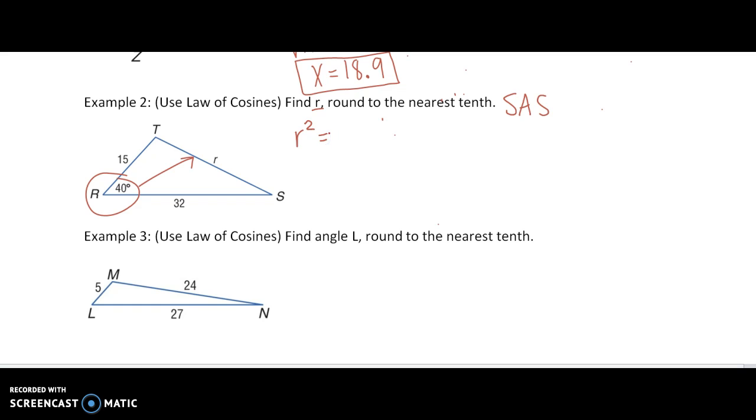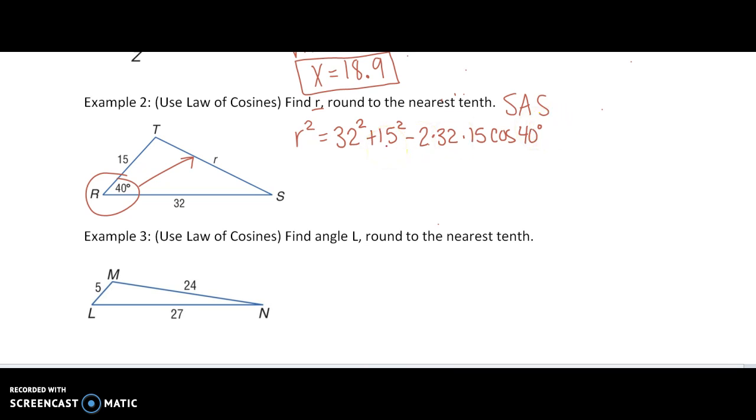Most of the sides I have you solve for will be the variable all alone on one side of the equation. So that's r squared equals either one of the legs first, so maybe this time I'll do the larger one, doesn't matter. 32 squared plus 15 squared minus 2 times 32 times 15 times the cosine of 40 degrees.